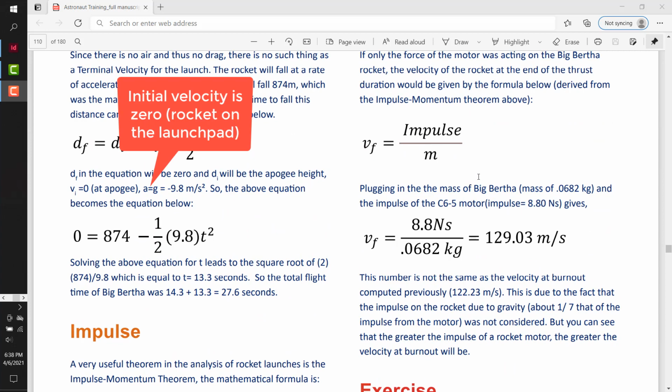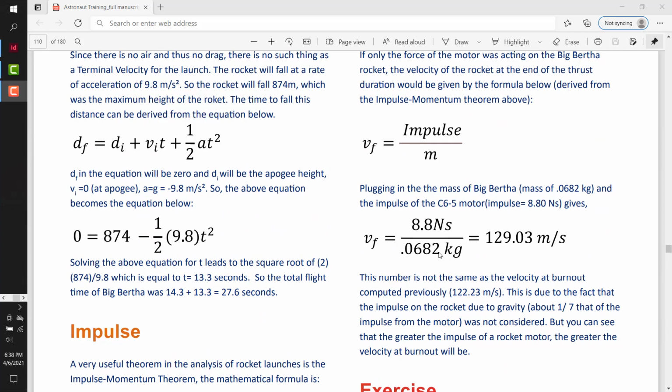So plugging in the mass of the Big Bertha, 0.0682 kilograms, and the impulse of the C6-5 motor, 8.8 Newton seconds, gives us a velocity of 129.03 meters per second. This number is not the same as the velocity of burnout computed previously, which is 122.23 meters per second. This is due to the fact that the impulse on the rocket due to gravity, which is about 1/7 of that of the impulse from the motor, was not considered.